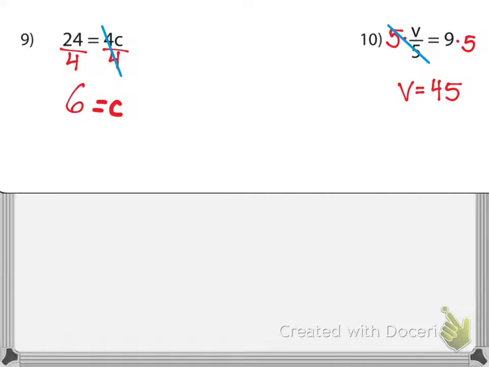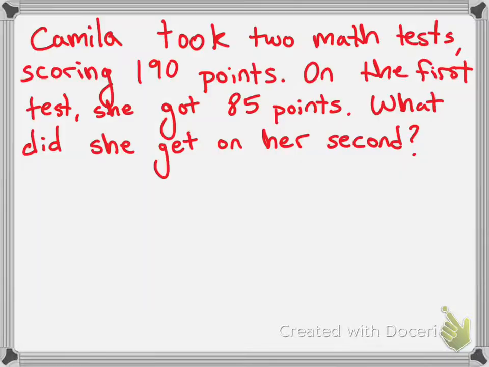When we see multiplication with a variable, we solve with division. When we see division, we solve with multiplication. Let's take a look at this problem. Camilla took 2 math tests, scoring 190 points. On the first test, she got 85 points. What did she get on her second?